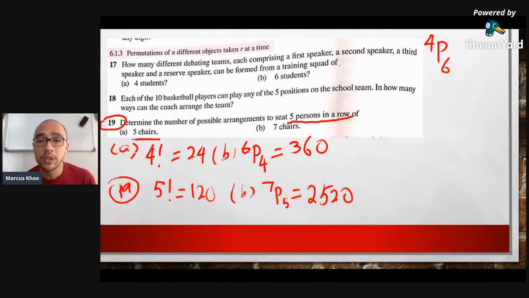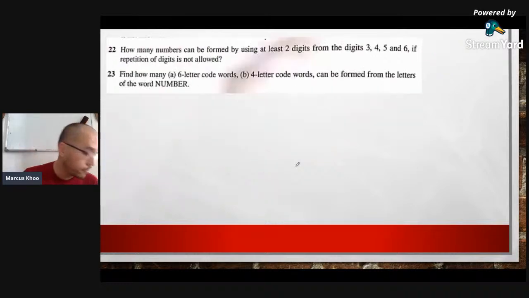So a general rule, just make sure that your n is bigger than your r. n is the number of people you have altogether. r is the one that you actually want to pick and arrange. Pilih dan atur.